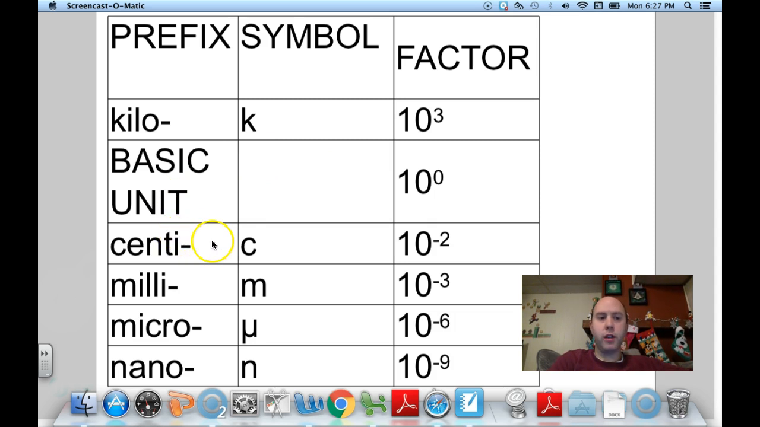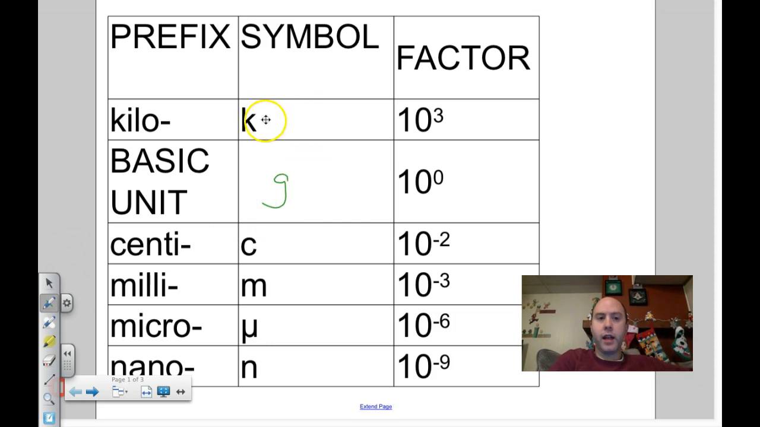The next one you need to know is centi. Centi, C, like a centimeter, which you should be familiar with, is 10 to the negative 2. Milli, like a millimeter, or milligram, or milliliter, is M, and then whatever the basic unit is. So if the basic unit is gram, then I can have kilograms, centigrams, milligrams, micrograms, nanograms, etc. So for centi, it's 10 to the negative 2. For milli, it's 10 to the negative 3.